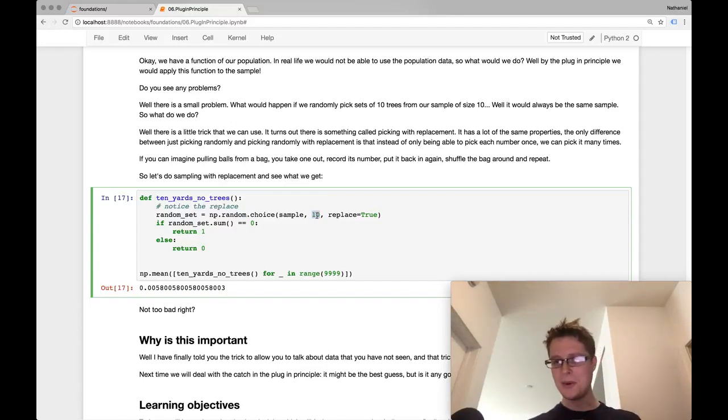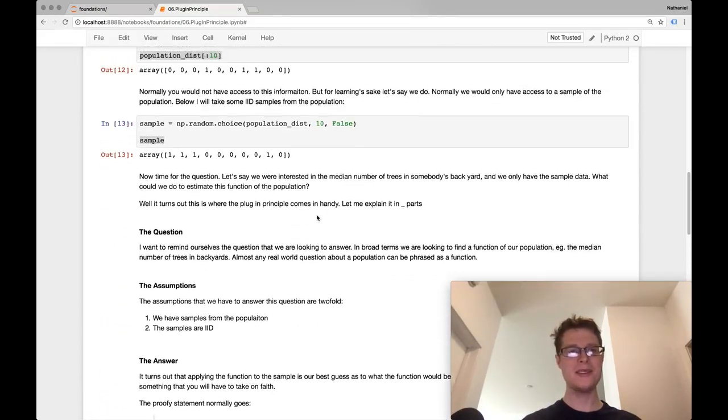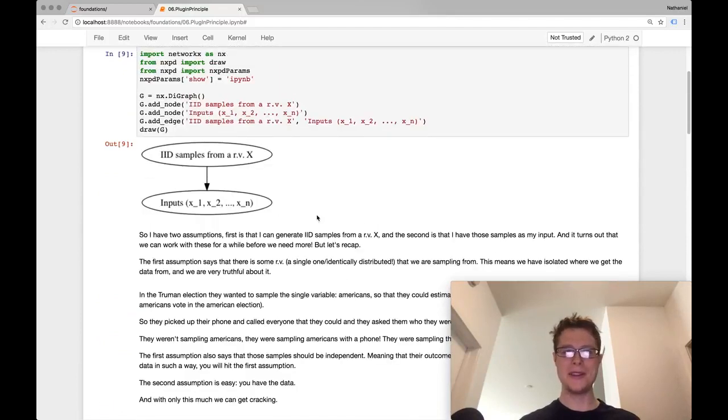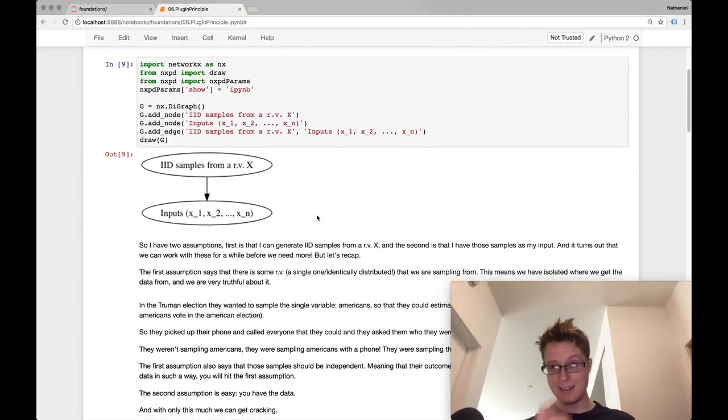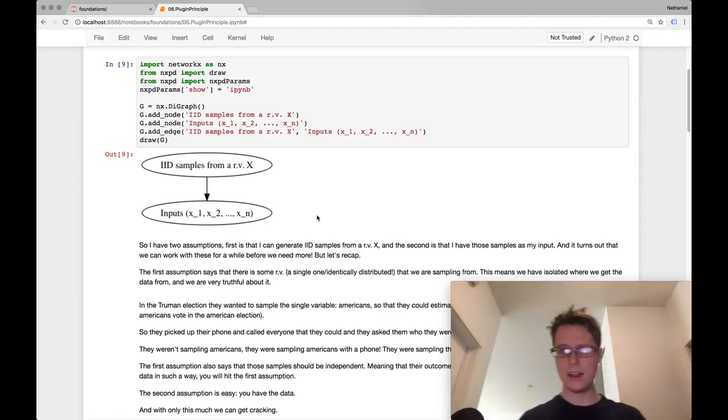Okay, so I want to just take one moment and step back, and tell you something that I find very interesting about this. If you remember, if we go all the way back up here, I just find this very cool. You could have kind of predicted the plugin principle would happen. Okay, why? How could you have predicted that? Well, we talked about random variables before, didn't we?